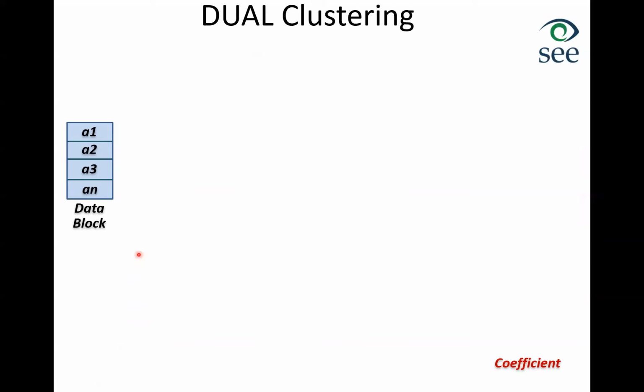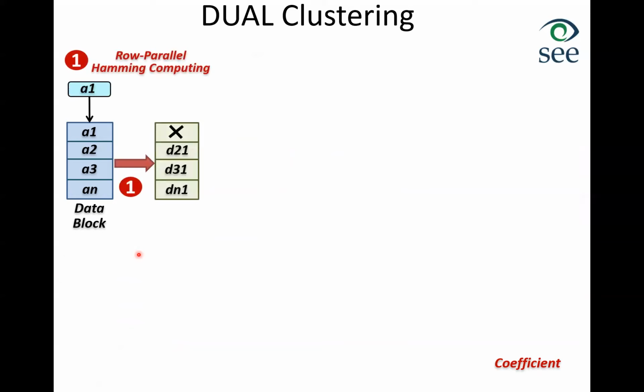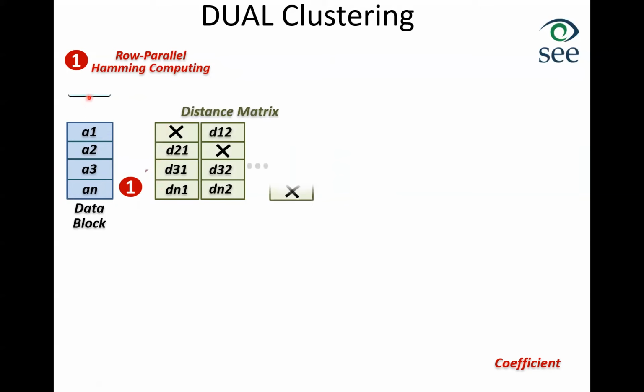The first step of clustering is to compute the pairwise distance over all data points. Our solution supports row parallel Hamming distance computing entirely in memory. By searching for a similarity of A1 to all data points in a memory data block that you can see on the left, we can compute the relative distance. If we do it for A2 until AN, we can create a distance matrix completely.